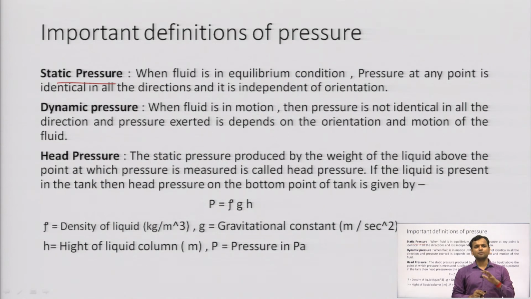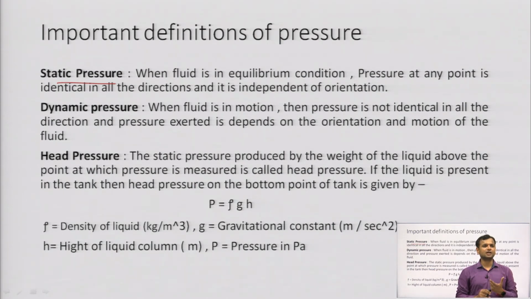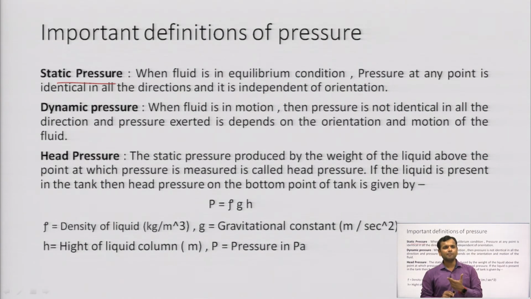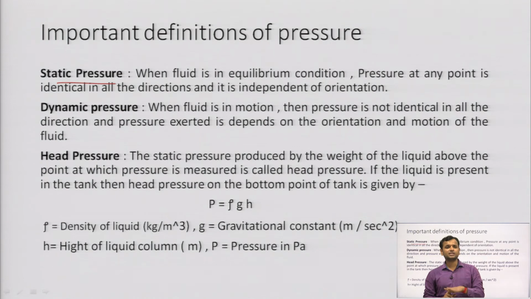Now, when we talk about head pressure, head pressure is the static pressure produced by the weight of the liquid above the point at which pressure is measured. If the liquid is present in a tank, then the head pressure at the bottom point is given by P equals rho g h. That means head pressure is the static pressure produced by the weight of the liquid, where the liquid is in equilibrium, above the point at which pressure is measured.